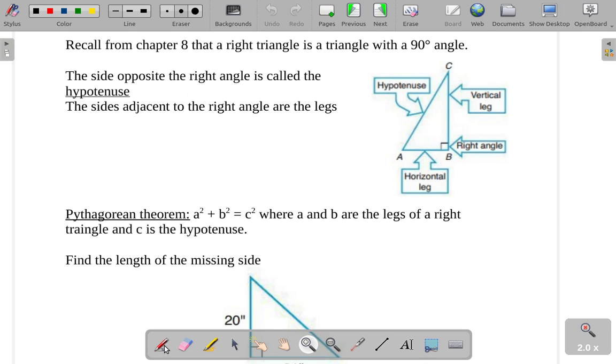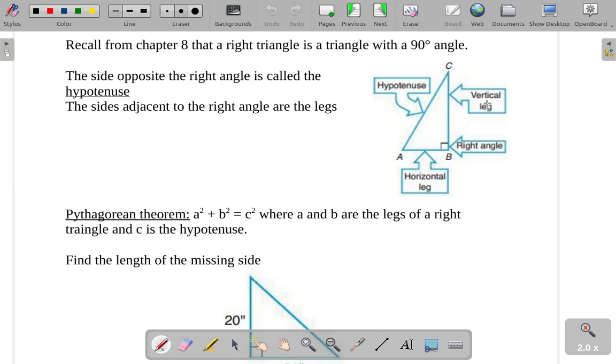A right triangle is a triangle that has a 90-degree angle in it. And the side that's opposite the 90-degree angle we call the hypotenuse. The two other sides, the two sides that are adjacent to the 90-degree angle, we call legs.